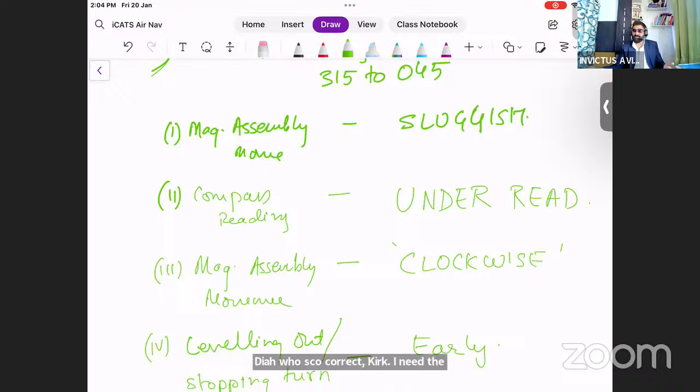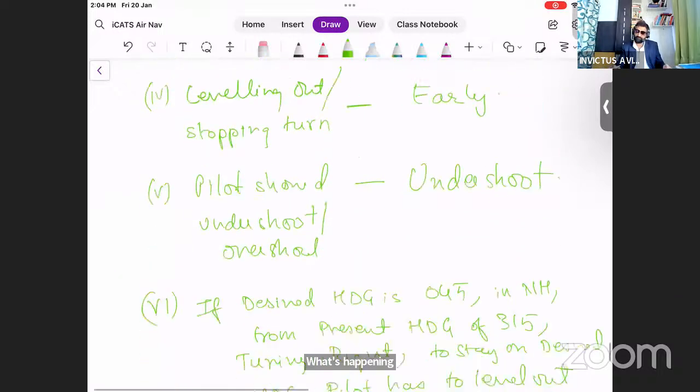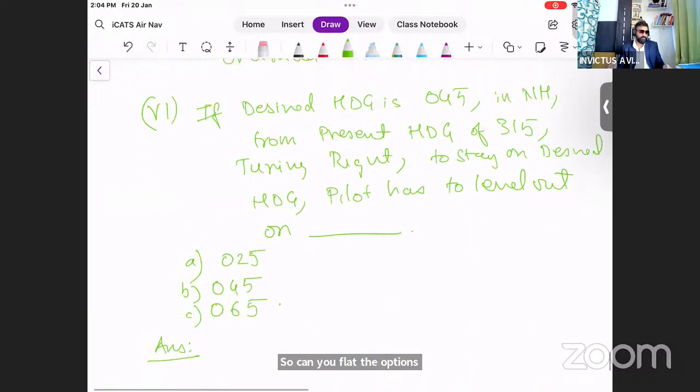Chaitanya, Suchita, your answers have not been written. What's happening? So can you flash the options again? Rohita, Sridhar, Nukul, Muskan have got it. Muskan, let me know if you're confused. Prerit, Jyotsna have got it. Others have not given it. Nukul, you have not given it.